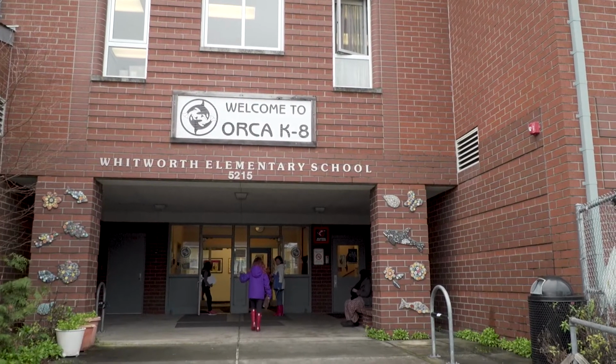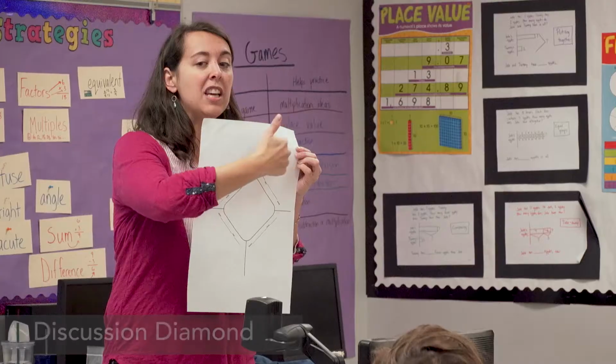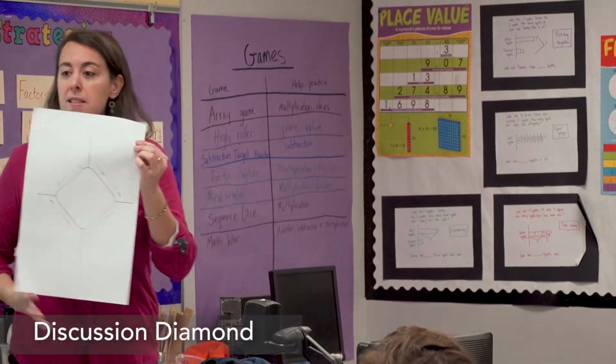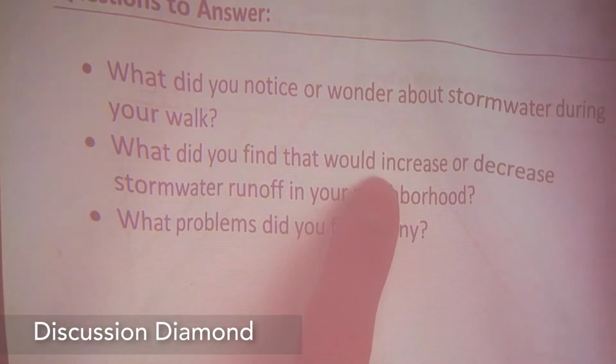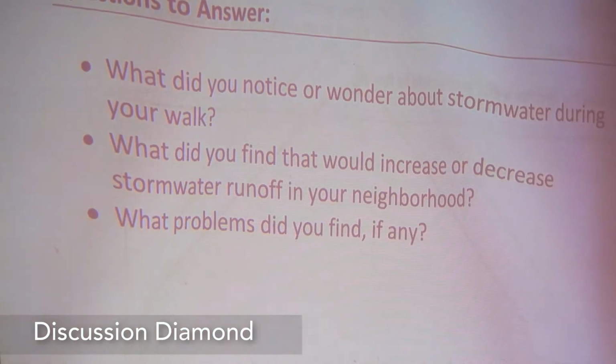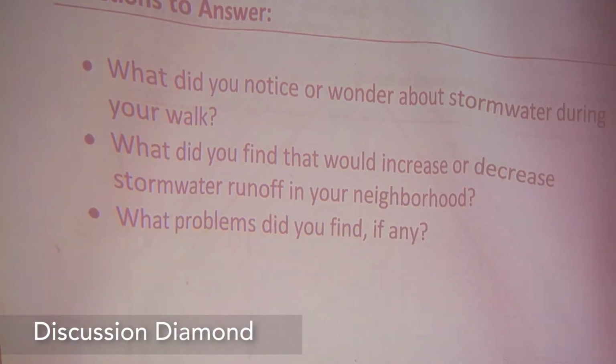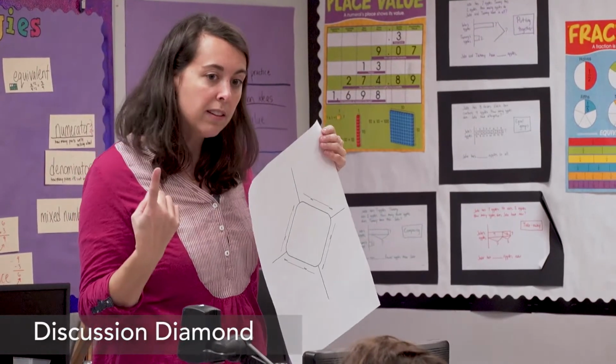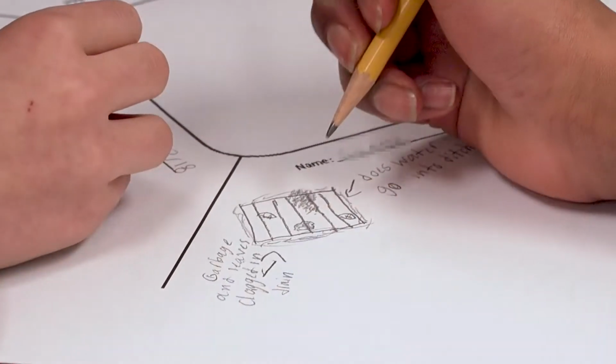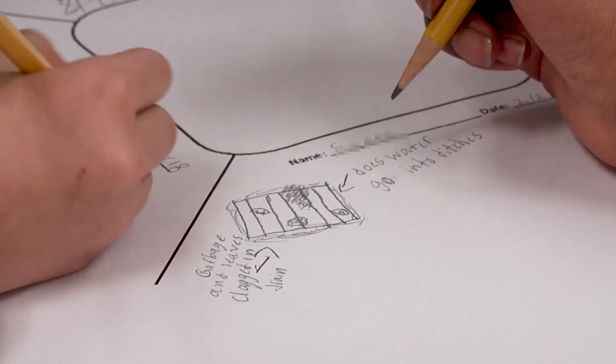One of these pieces of paper is going to go on your table, and each one of you has a space to write down answers to these questions based on what you saw. Then you're talking about it. Then you're writing down the summary in the center.